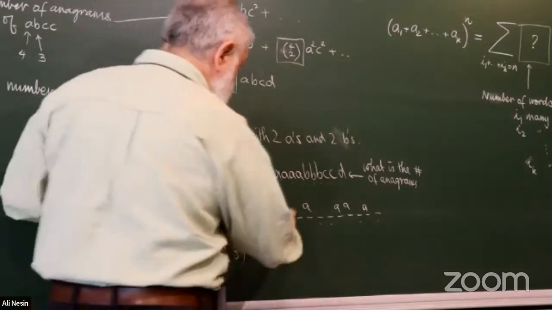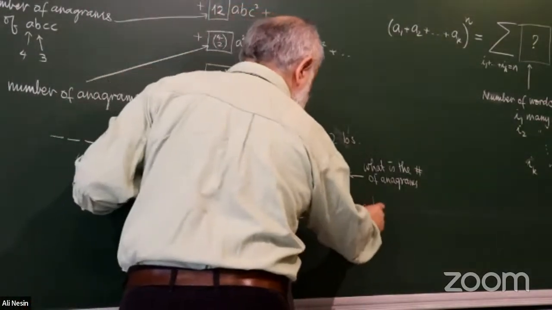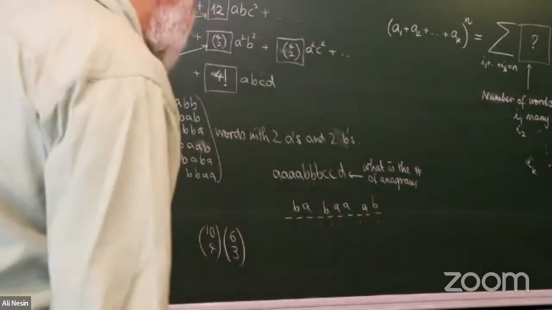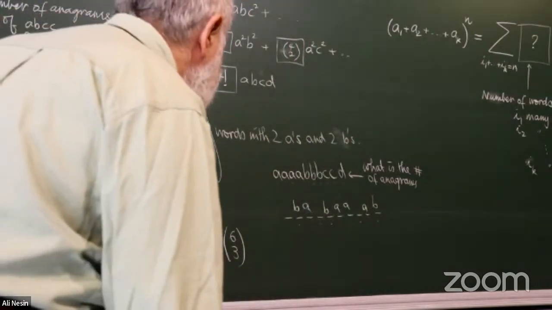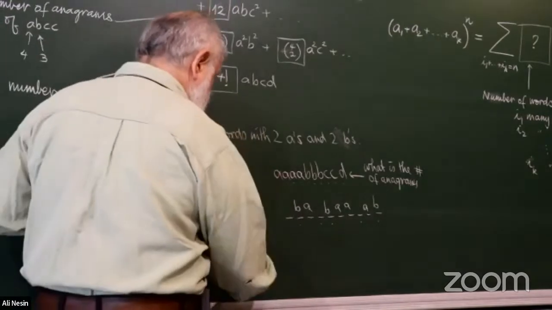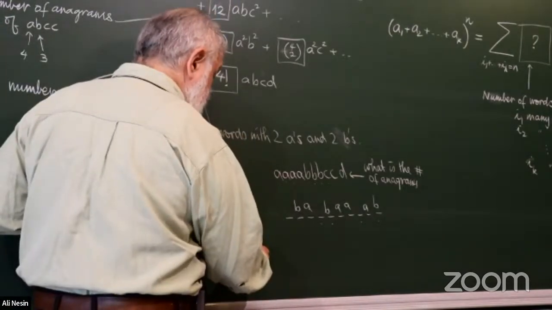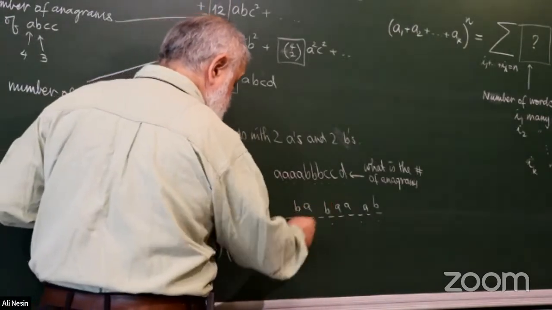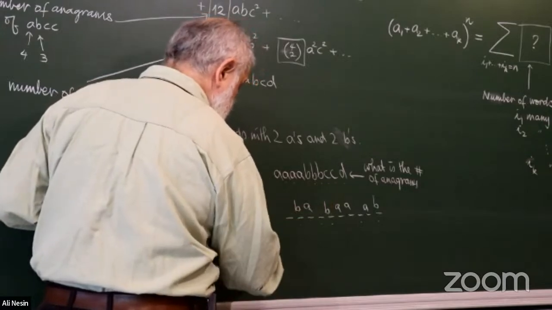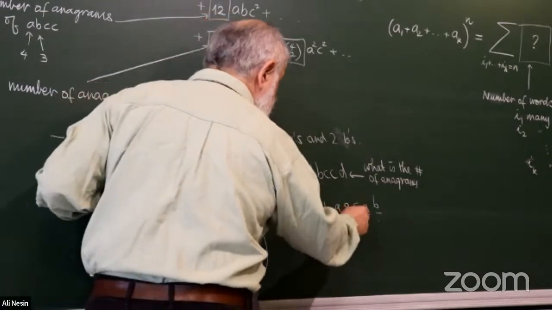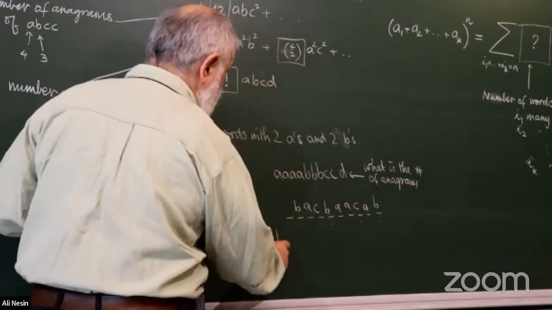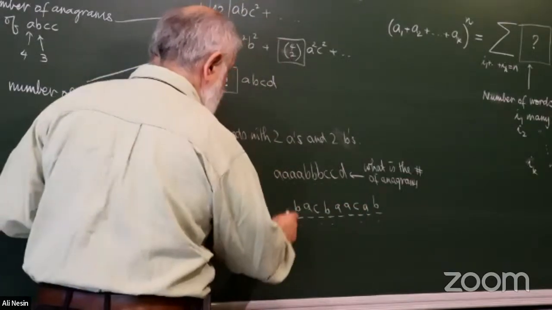And now, suppose you have chosen 3 B's. Now you have 3 places left, right? 1, 2, 3. You have to choose from these 3 places 2 C's. Here and here, for example. And then finally, you have 1 place left. And this is 1 for D, right?